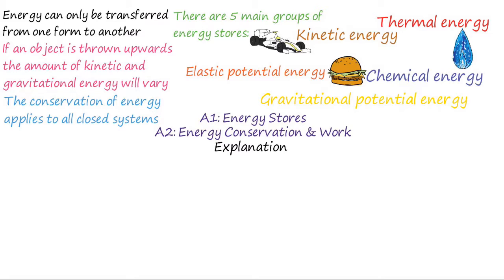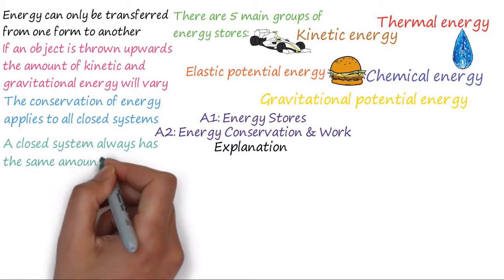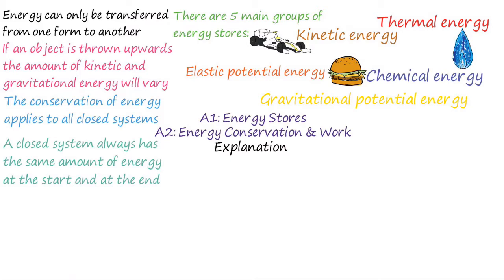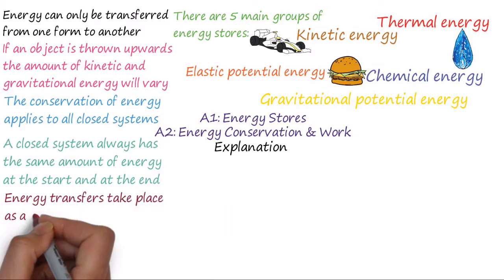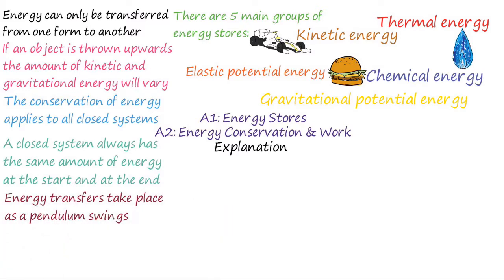This conservation of energy is a very important principle and applies to all closed systems. A system is an object or a group of objects. A closed system will always have the same amount of energy at the start and at the end. This happens because the energy at the start is transferred into different stores within the system. In order to help you understand closed systems, we're going to look at some examples.